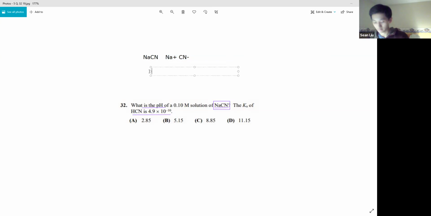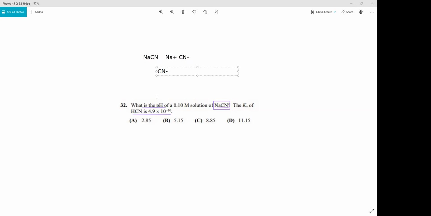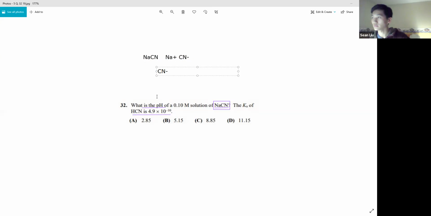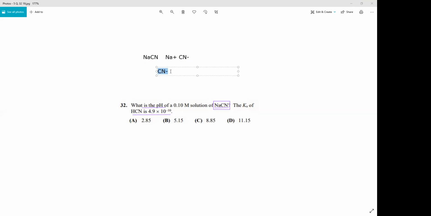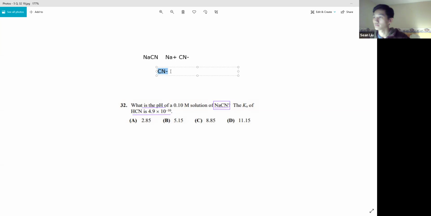All right, CN-. Now tell me, does that have a hydrogen ion on it? No. With HCN, there is a hydrogen, and it's not a base. So let's talk about it a little bit. CN- does not have a hydrogen, therefore it cannot be acidic.